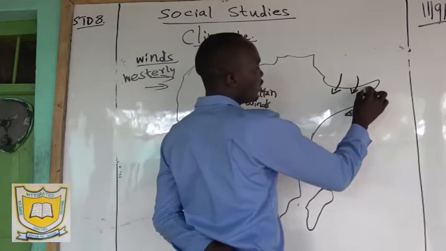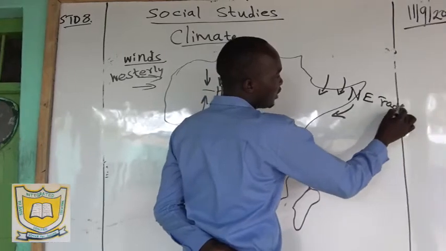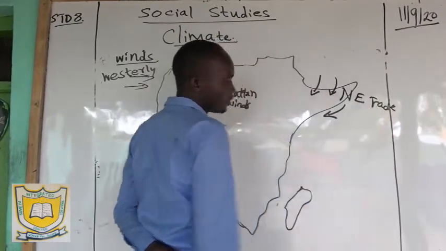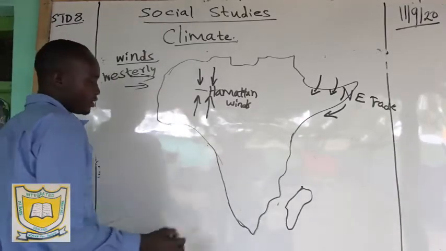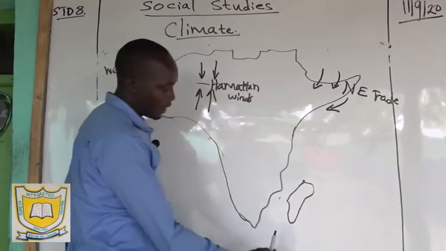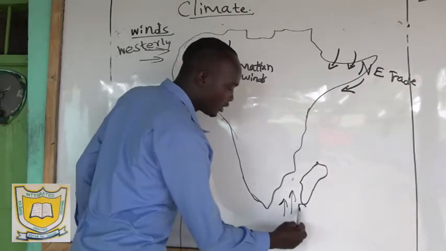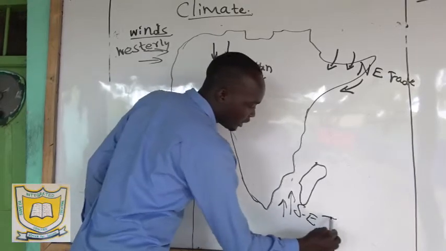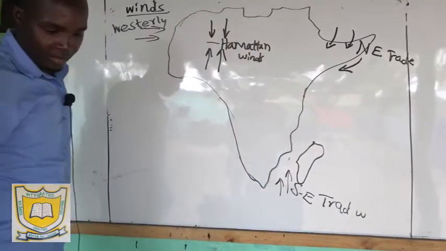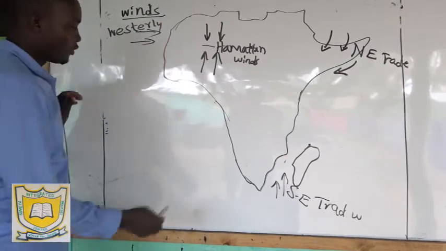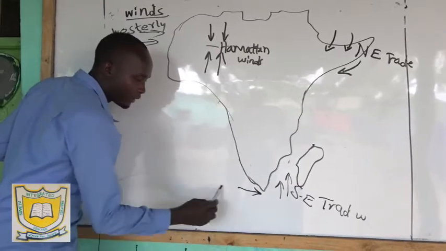So this one is called northeast trade winds. Then when you move, we have southeast trade winds. So here we have southeast trade winds. We have other winds here, they are called southeast trade winds. Then we have another one called the westerly winds. Westerly winds also blow across Cape Agulhas, in the southern part of Africa.